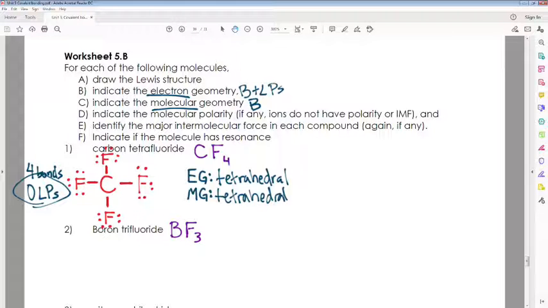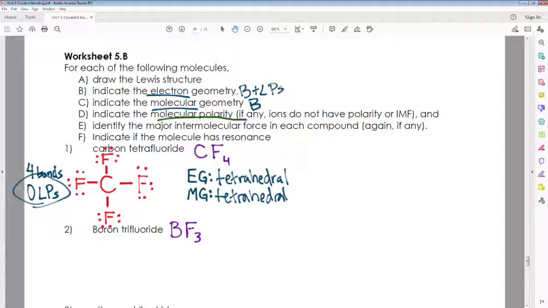Now, our molecular polarity, we're looking for whether or not we have lone pairs on the central atom, and I'm going to use a different color other than red. I'm trying to color code this stuff if you hadn't noticed. So green stuff is all polarity.